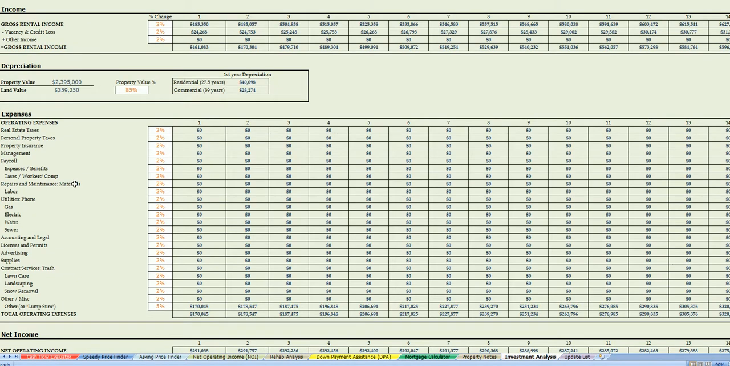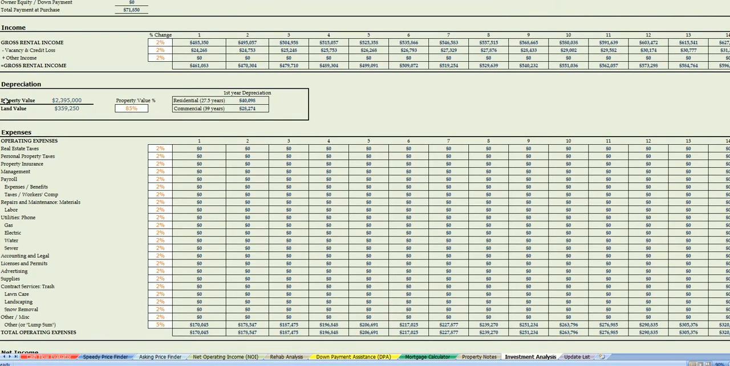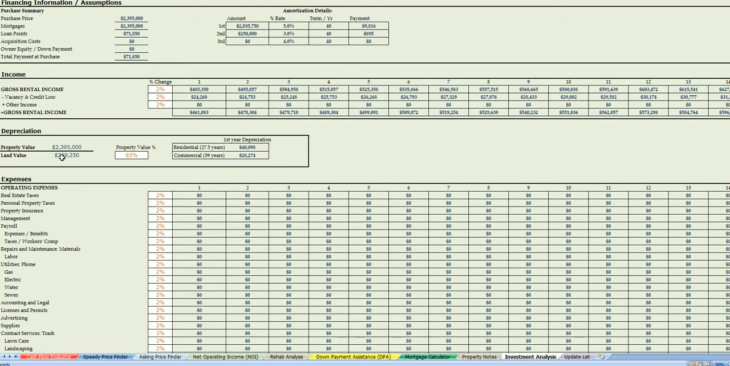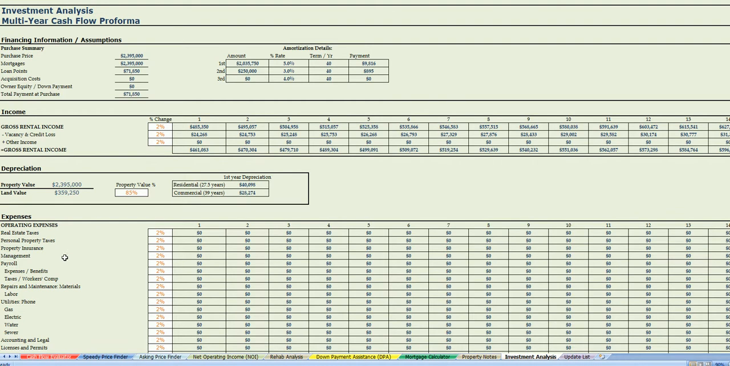But this is a lot of numbers to look at. So you want to make sure that, here's your depreciation value, the property value depreciation and the land value depreciation. And again, here 27.5 for residential and 39 for commercial. And it shows you your first year depreciation value and your taxes, which gives you a boost in your cash flow because that's fewer taxes you have to pay to Uncle Sam. So that's basically how that works.